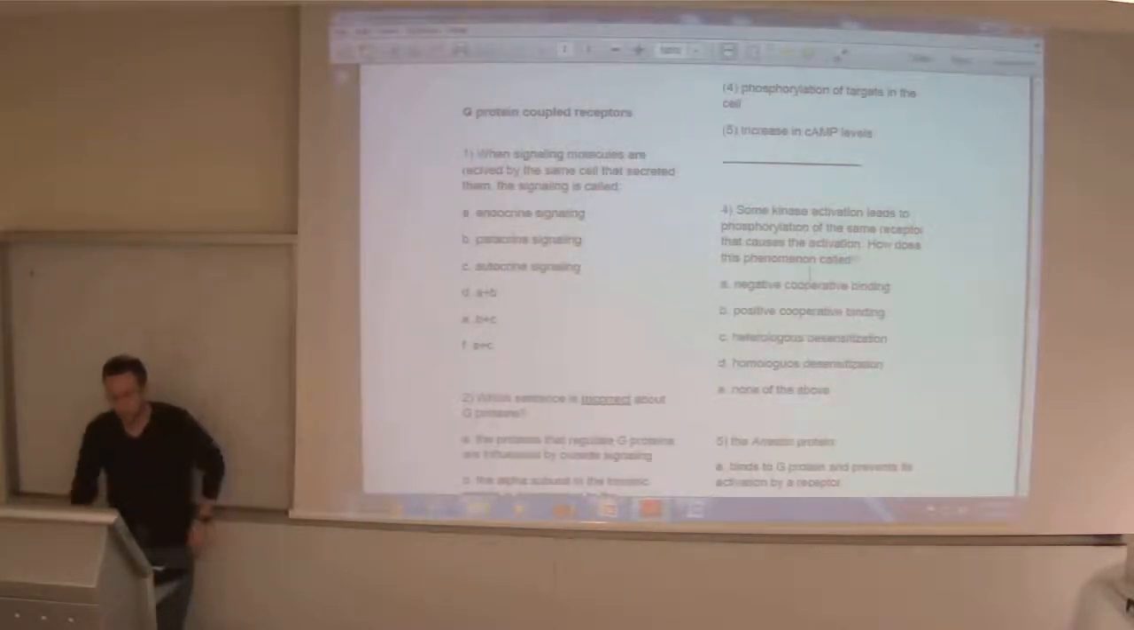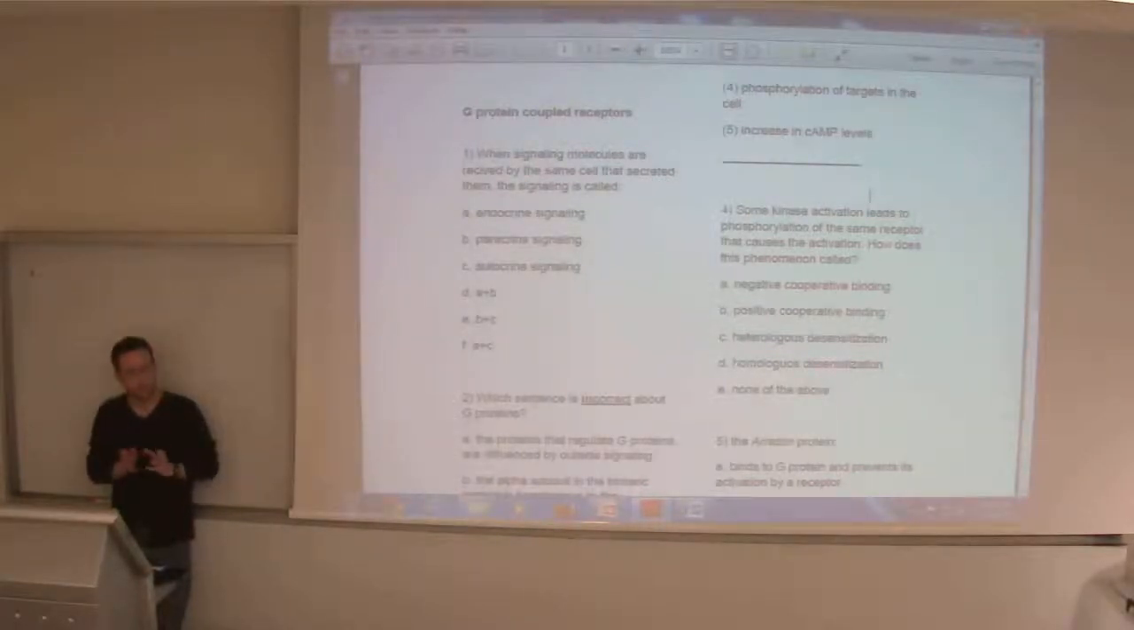Okay, so we're back to the question. Some kind of activation leads to phosphorylation of the same receptor that caused the activation. What do you mean by kinase activation? There are a lot of kinases in the cytosol, inside the cell, and they are activated. They are the links in many cascades in the cell, some of them start with G protein. This is the context where they were mentioned in the previous class.